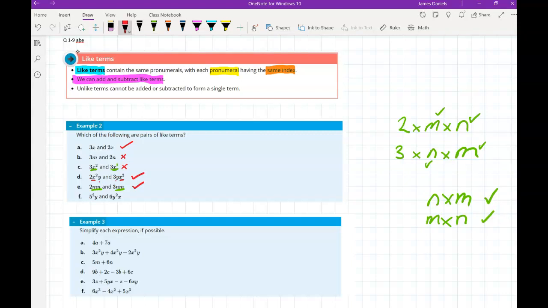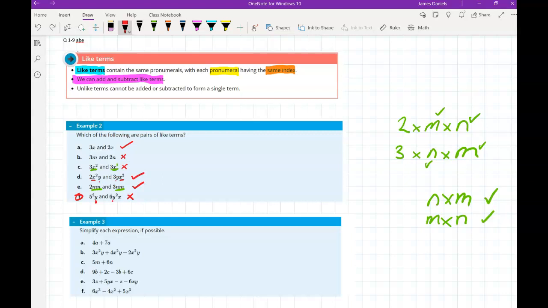Having a look here at question F, we're looking for the pronumerals. There's a y and there's a y squared. Immediately I can tell, and also there's no x in both of them, they are unlike terms. This 5 squared here, even though it's raised to the power, that's just saying 5 times 5, which is 25.